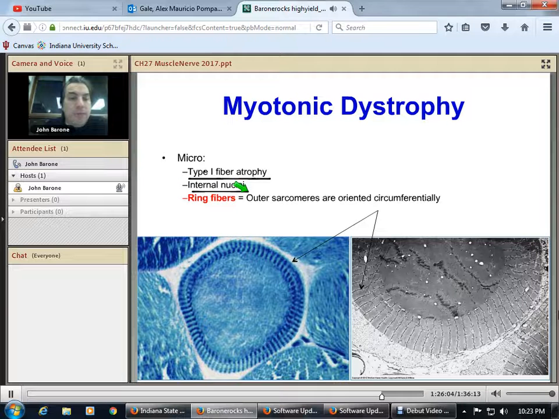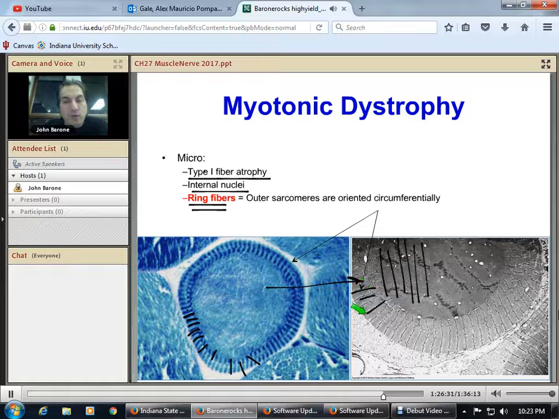It mostly affects type 1 fibers, your postural fibers. And what you'll see is a lot of internal nuclei. That means there's regeneration. But the key finding is ringed fibers. Now take a look at this muscle fiber. Do you see at the edges the way the sarcomeres on the outer rim are all lined up circumferentially? Isn't that weird? Now on EM, you see it even better.